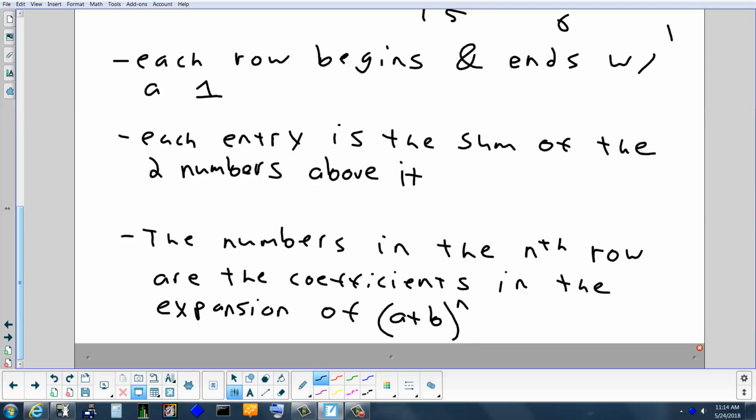Okay, so we'll start out just by practicing expanding a few binomials, but then we kind of want to get to the point where we could say, all right, what number would be in row 26, column 13? And that's one of the last things we'll do. Okay. Any questions on Pascal's triangle?